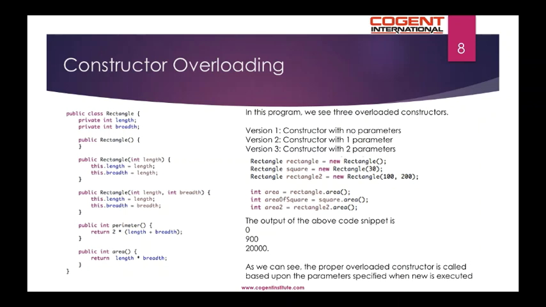In the first case, we use the default constructor, which does not take in any parameters. We create a rectangle instance of it. Then we create a square by passing just a single argument. Then we create a rectangle2 instance by passing in two int literals. And when we invoke their corresponding area methods, the output will be 0, 900, 20,000 respectively. As we can see, the proper overloaded constructor is called based upon the parameters specified when new is executed.